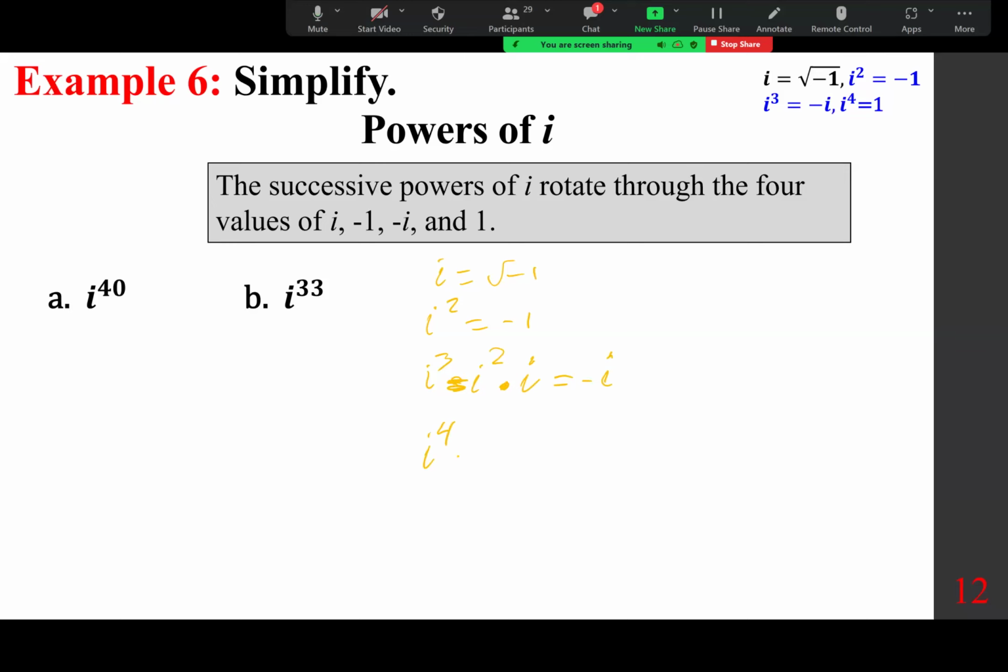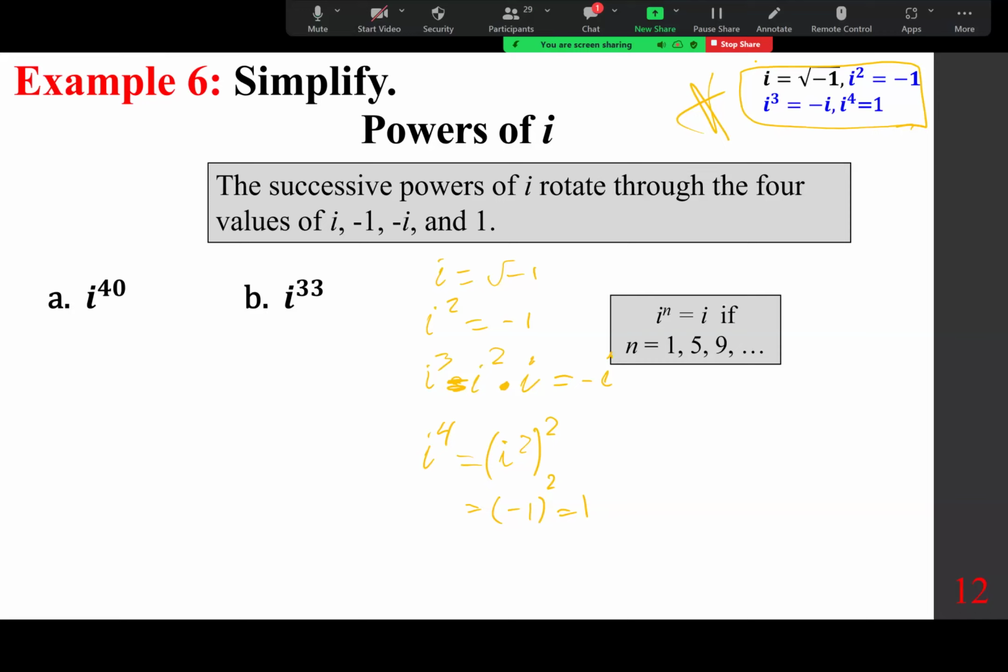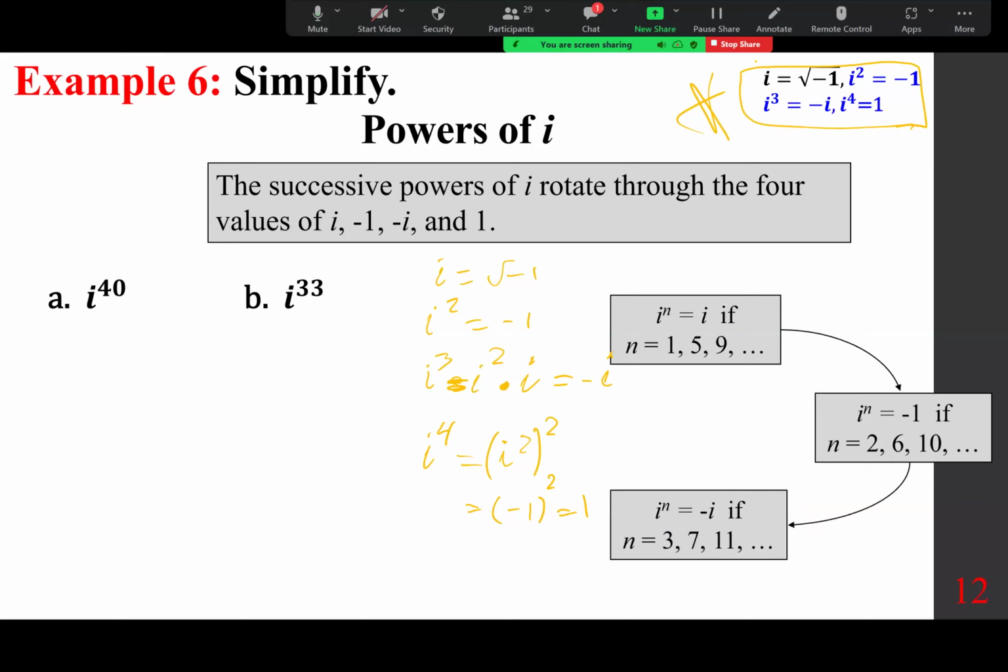For i to the power of 4, there are two ways to write it. One easy way would be i squared to the second power, -1 squared, making it +1. That's why we have those, and we should know that. Now, they give you this: i to the power of n is i if n is 1, 5, 9; -1 if it's 2, 6, 10, whatever; -i if it's 3, 7, 11; and 1 if it's 4, 8, 12, something.